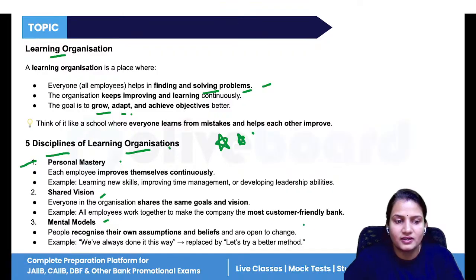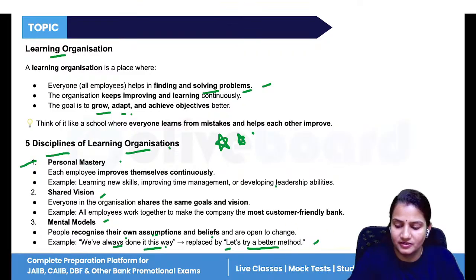Mental models means what? That the people should be open to change. If any changes are required in the organization, in the company, they should accept those changes in order to make that company grow fast. So people recognize their own assumptions and beliefs. Like, we have always done it this way, replace it by let's try a better method. So they should always accept new changes.